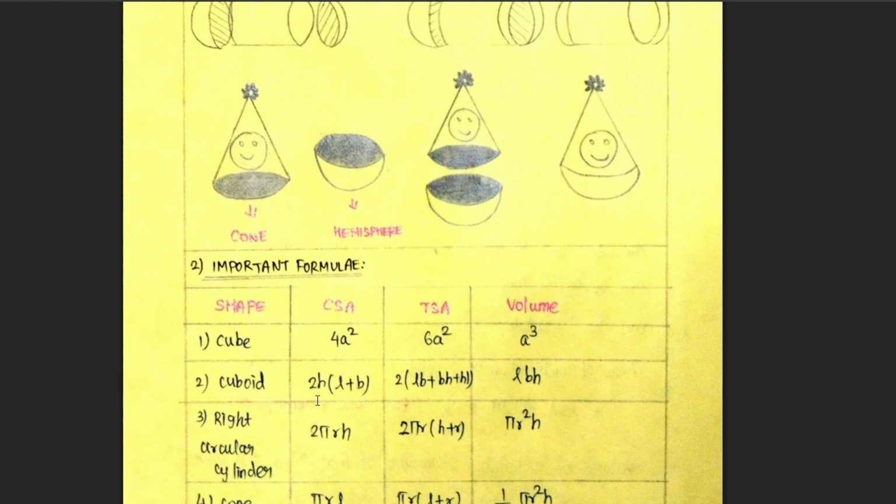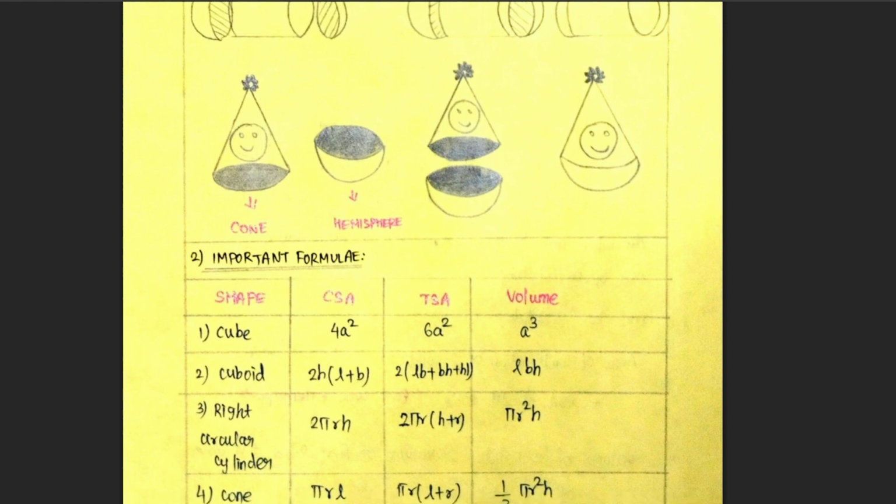For a cuboid, the CSA is 2h into L plus B, where L is the length, B is the breadth, h is the height. Total surface area is 2 into LB plus BH plus HL, and volume is LBH. Then the right circular cylinder, they'll be asking only this cylinder, cone, hemisphere, sphere. For the right circular cylinder, CSA is 2 pi r h, total surface area is 2 pi r into h plus r, and volume is pi r square h.